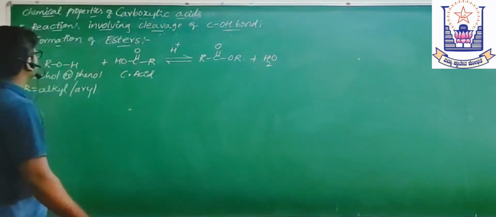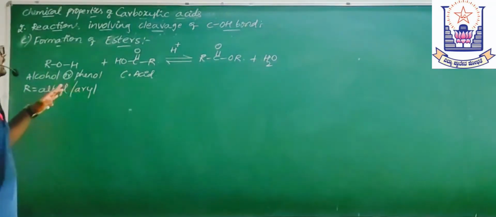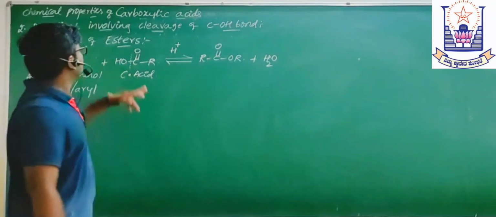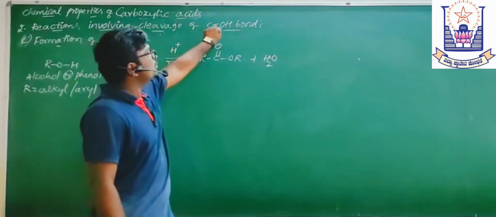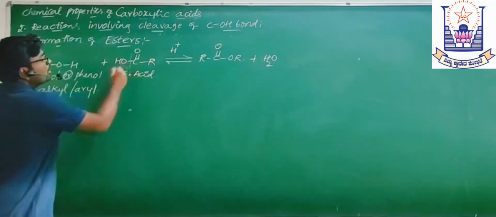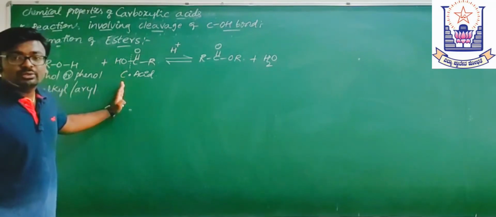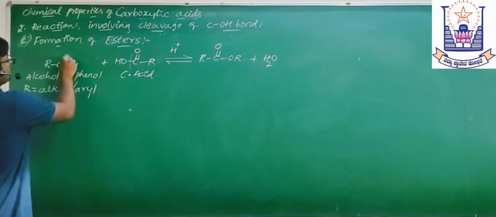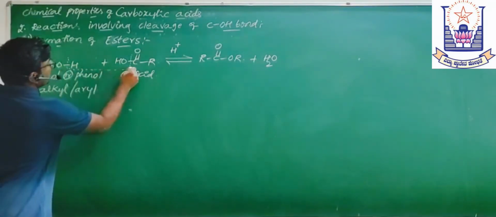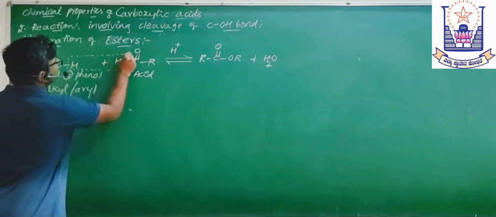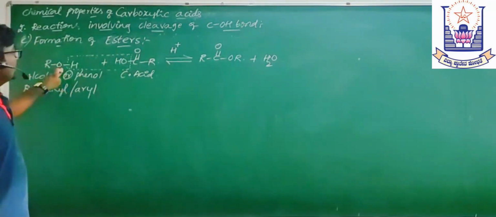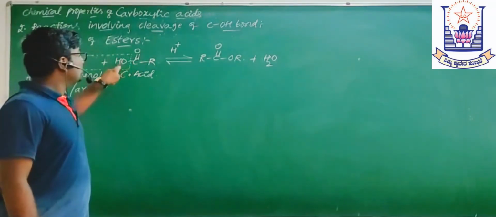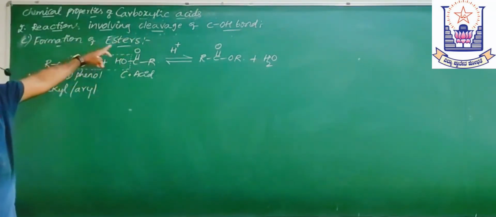I will show you that in the carboxylic acids, this C-O bond breaks. We are discussing about that one only. Reactions involving cleavage of C-O bond. Here the C-O bond in carboxylic acid is going to break. In the alcohol or phenol, this O-H bond is going to break. About this, we have already discussed. In the alcohol or phenol, O-H bond breaks. In the carboxylic acid, C-O bond breaks during esterification.